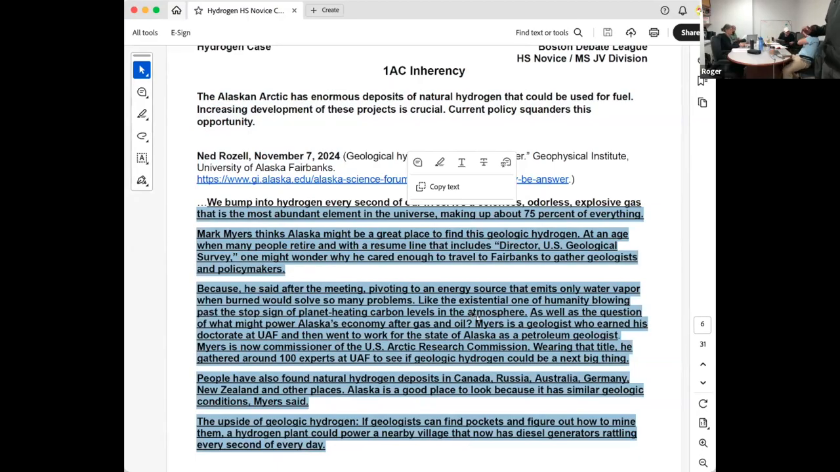So if this is all bolded and underlined, what am I expecting you to do with this evidence? You can unmute and tell me. Help Josh out. Use it. Read it. Yeah, I'm expecting you to read this, okay? And that's more or less what we're going to do for every piece of evidence that we have. Any questions before we get started?